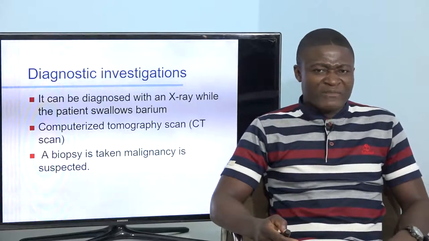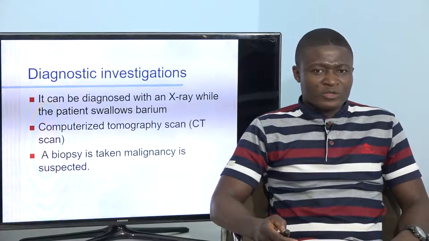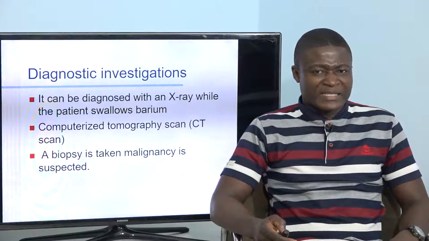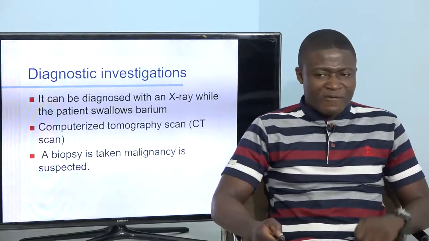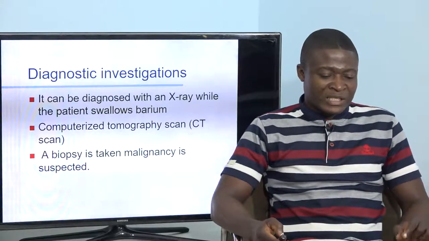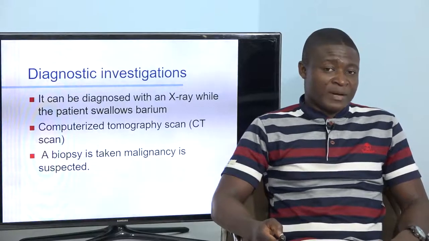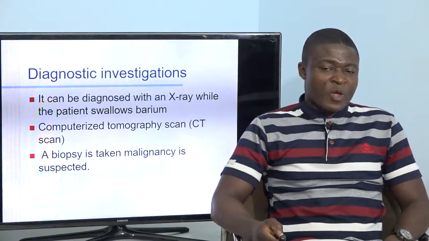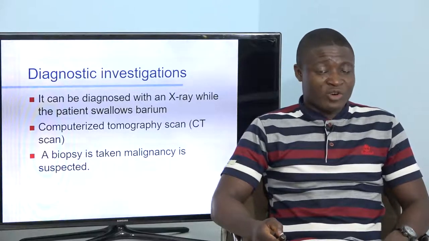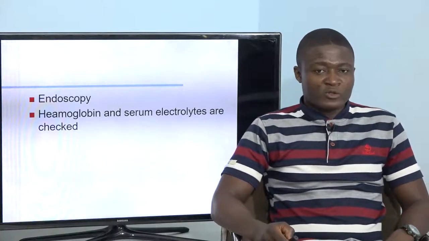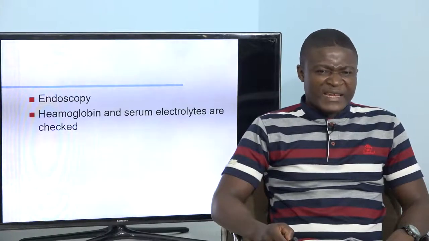Then computerized tomographic scan, that is a CT scan. We can also take a biopsy when you suspect a malignancy. So you want to take tissue biopsy of the esophagus. Tissue biopsy means that you take a small tissue from the structure or the organ or the esophagus, take it to the lab so that they will investigate it to see whether the tissue you are looking at or the organ or structure you are looking at is cancerous or not. The endoscopy will also tell us whether there is an esophageal stricture or not. Then hemoglobin and serum electrolytes are also checked.